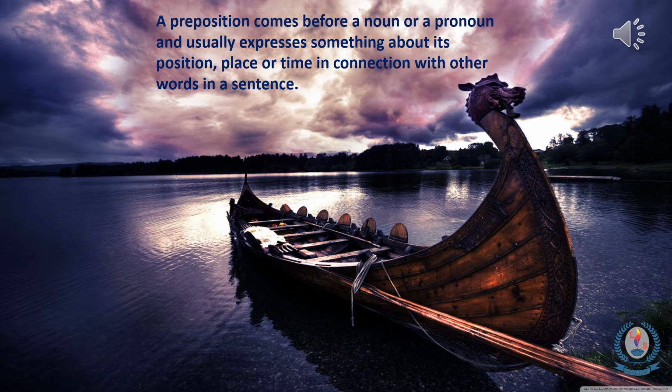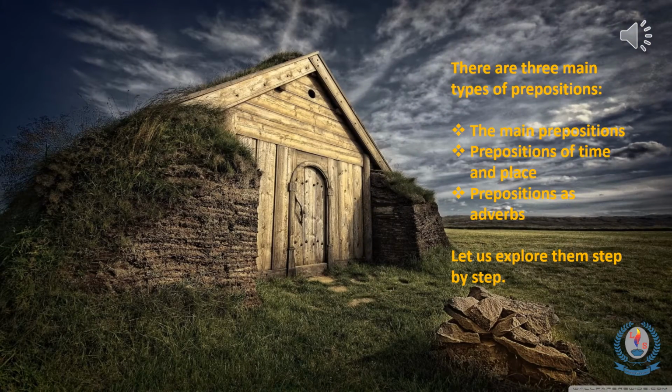A preposition comes before a noun or pronoun and usually expresses something about its position, place, or time in connection with other words in a sentence. There are three main types of prepositions: the main prepositions, prepositions of time and place, and prepositions as adverbs. Let us explore them step by step.